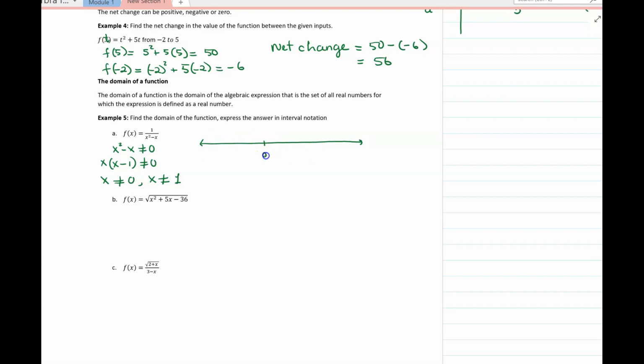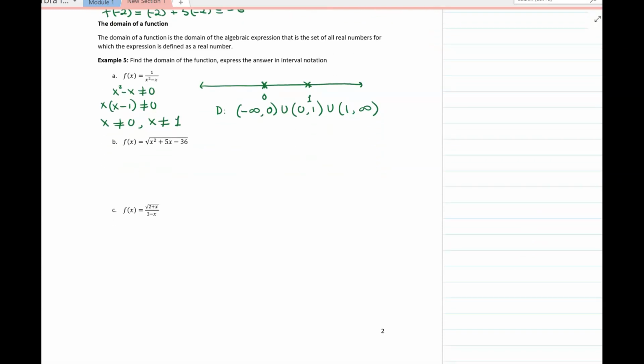So here's our number line, here's 0, here's 1, and we just do not want these 2 points. The rest is okay. So the domain here is from negative infinity to 0, we do not include 0, union with 0 to 1, do not include 1, and from 1 to infinity.